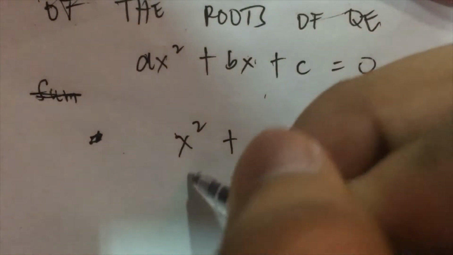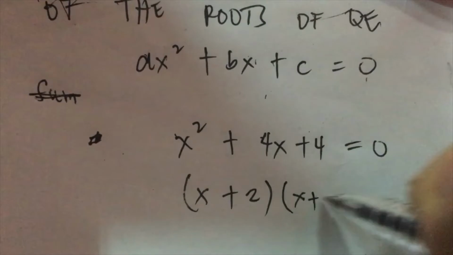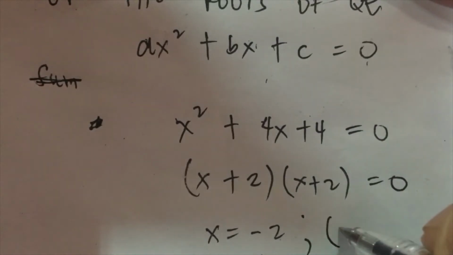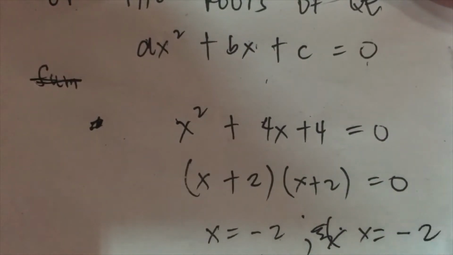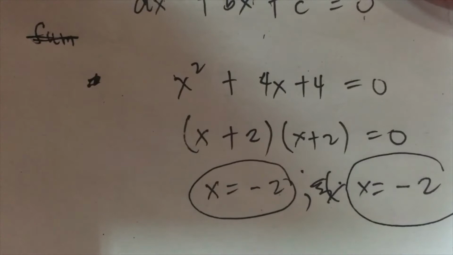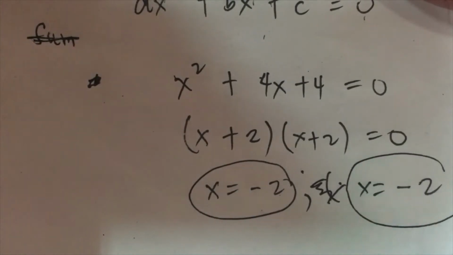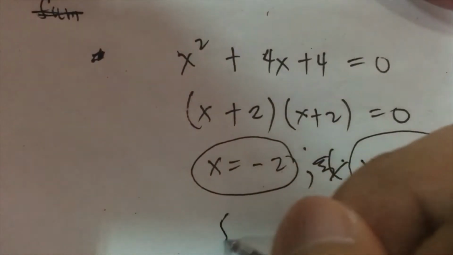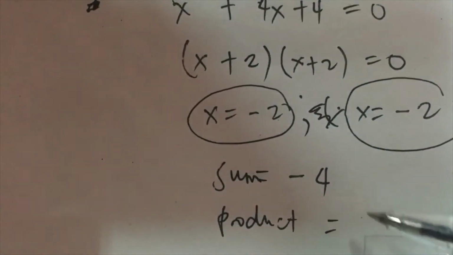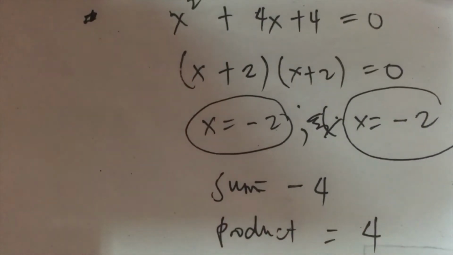If we are to solve this one, we have x plus 2 and x plus 2 is equal to 0. Then our two values: x is equal to negative 2, then x is equal to negative 2. Now, these are what we call the roots. What would be their sum? Negative 2 plus negative 2 is equal to negative 4. So that is their sum. And their product would be positive 4.